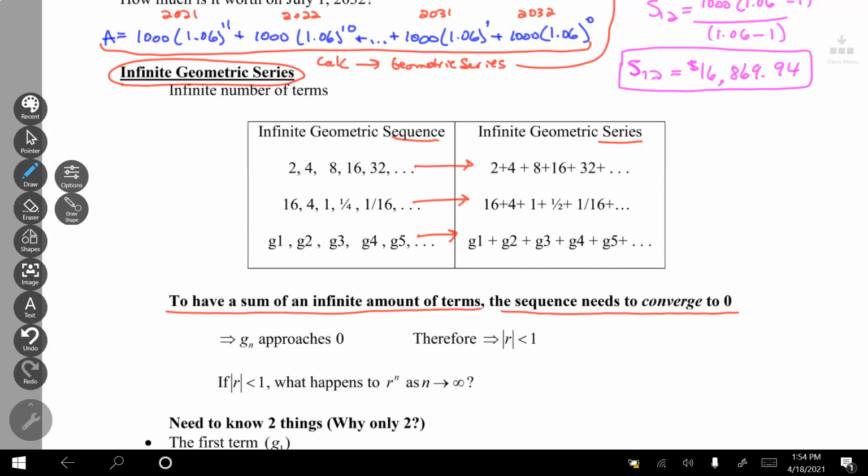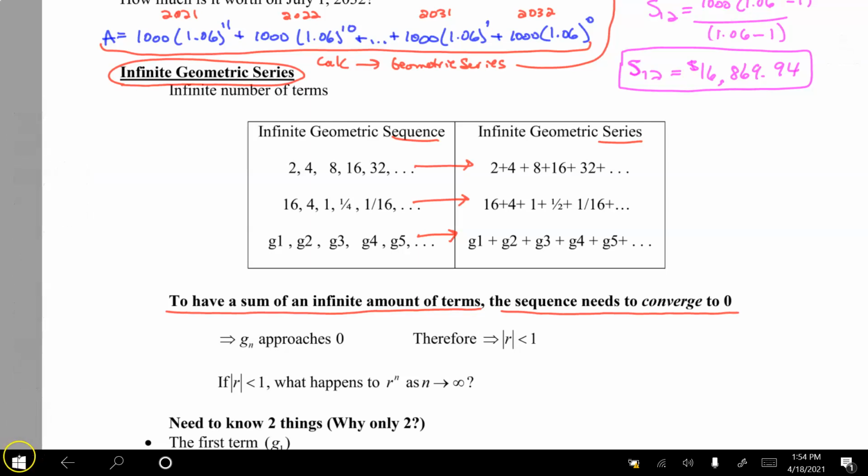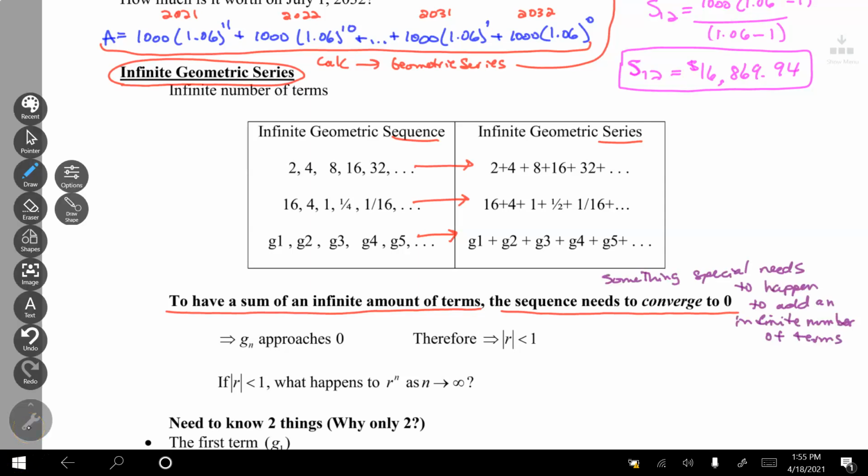In other words, something special needs to happen, and at some point, the last terms that you're adding are equal to 0, or they're so small they're inconsequential, so you keep on adding 0, 0, 0. You're not really adding anything to the series, so we get a final infinite sum. So like I said, something special needs to happen, and we need to converge to 0. That means the last term, toward n, has to get smaller and smaller and smaller until it approaches 0. It converges to 0. Therefore, my r value has to be less than 1.